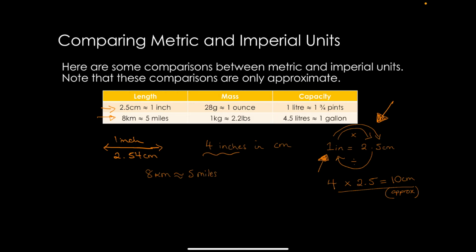Now, if you wanted to, you could divide by 5 on both sides to give you what 1 mile would be. If I did 8 divided by 5, it's around about 1.6. So 1.6 kilometres is 1 mile. You can remember that if you want, or you can remember the other. Either way, you're going to have to use it to convert.